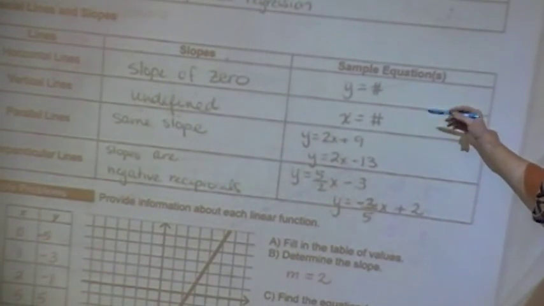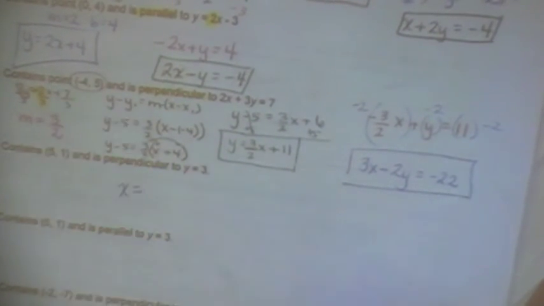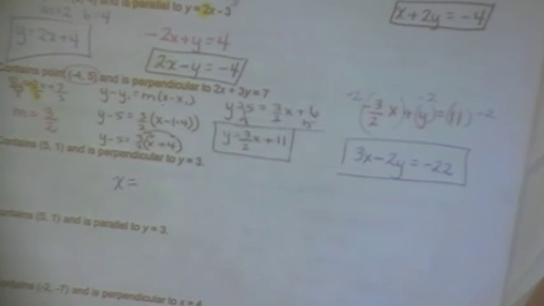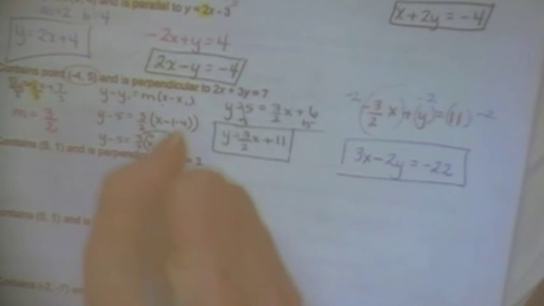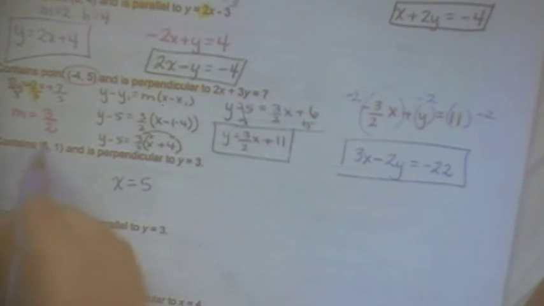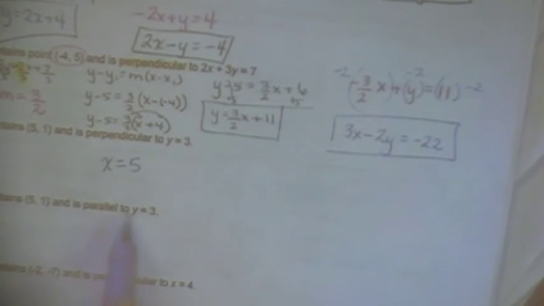Remember we did that. It says special lines. Horizontal lines are y equals a number. Vertical lines are x equals a number. So this has to be x equals something. What should it equal? 5. It has to equal 5, because it contains this point. And the only way it can contain (5, 1) is if x equals 5. Yes? Okay.